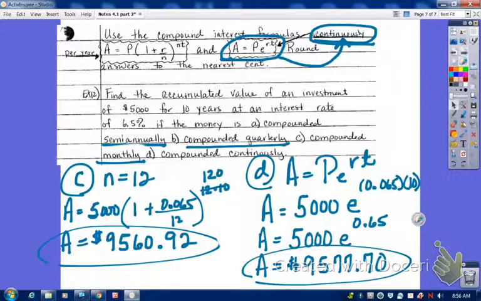So at the end of this section, you'll have some interest problems. They'll give you the two formulas. You don't have to memorize them. You just have to know how to use them.